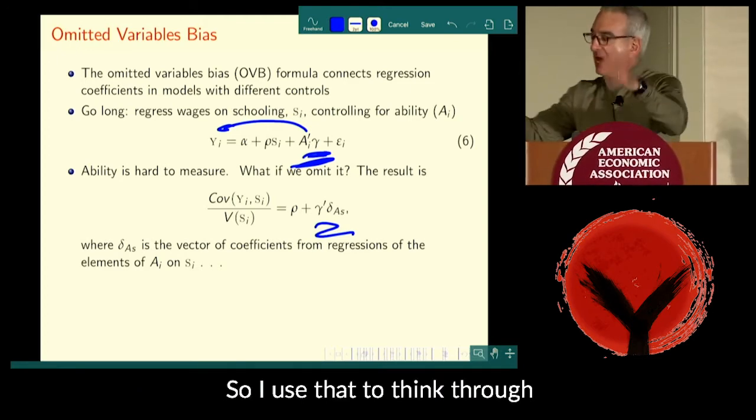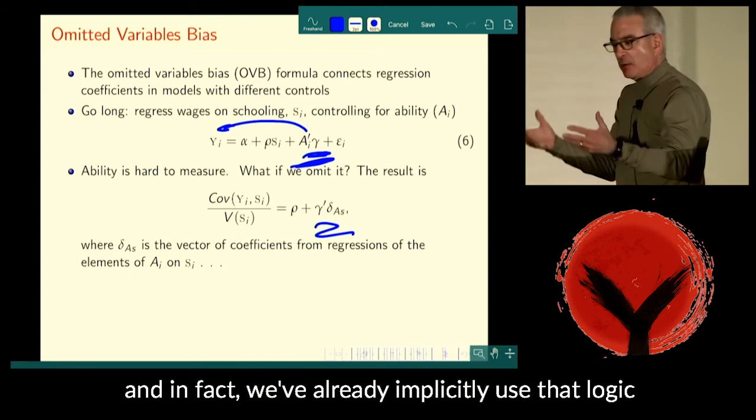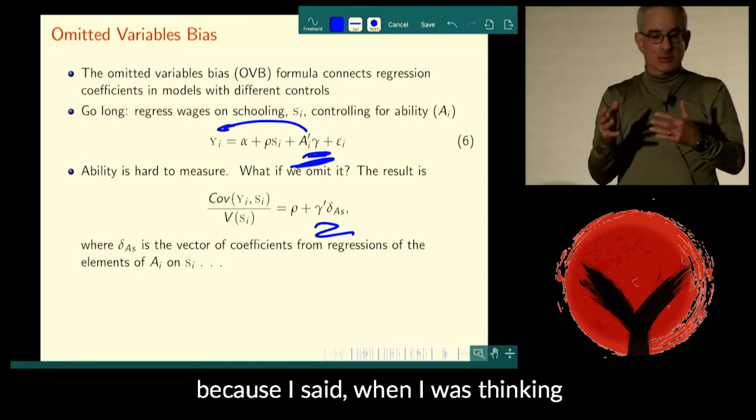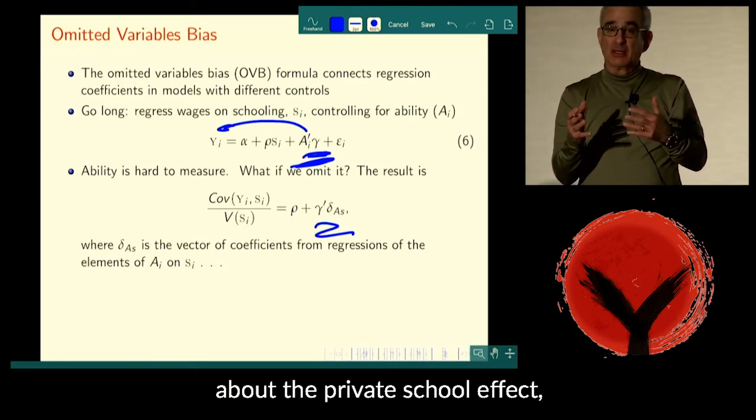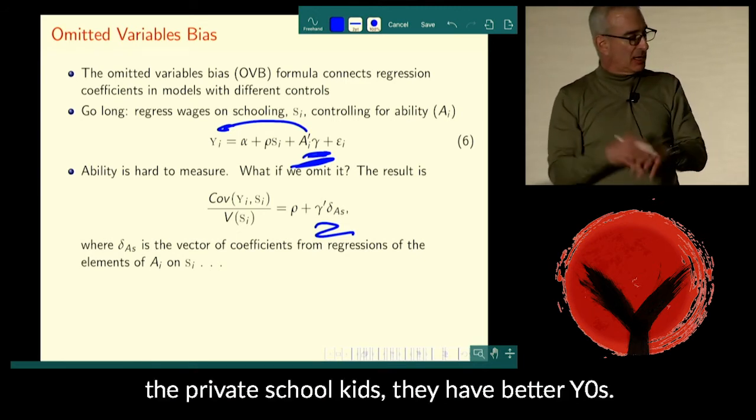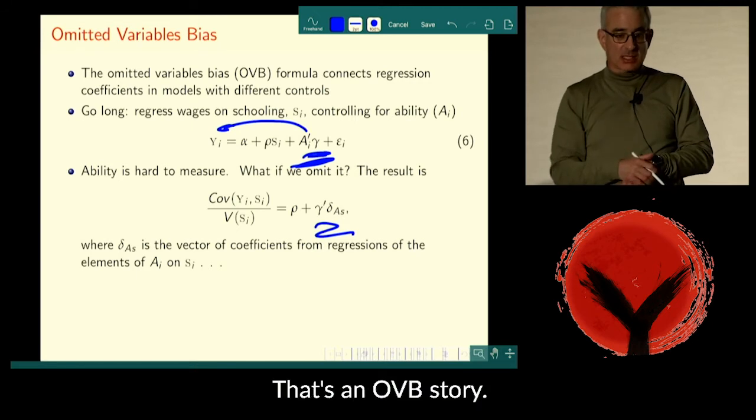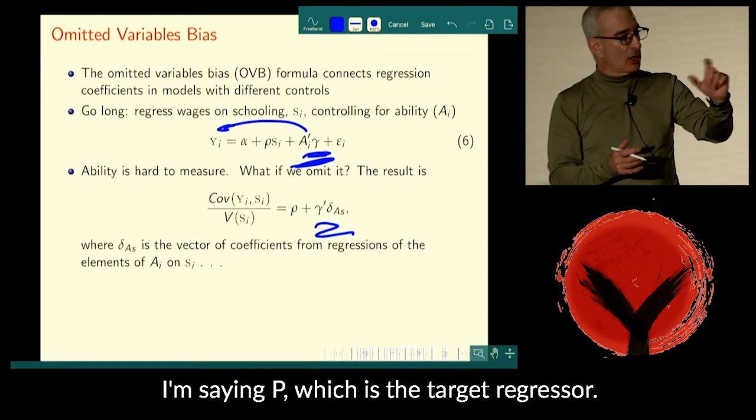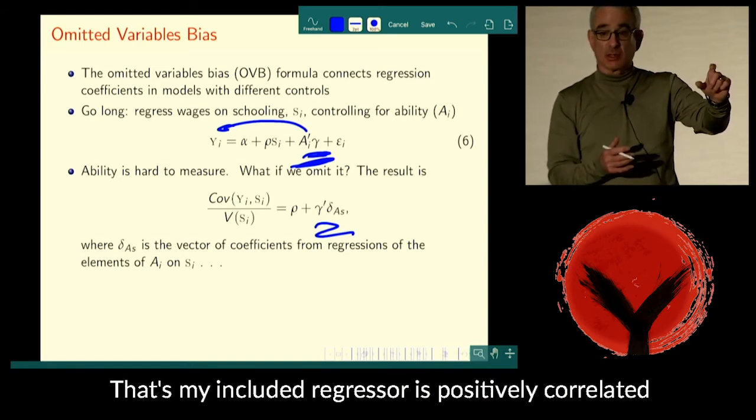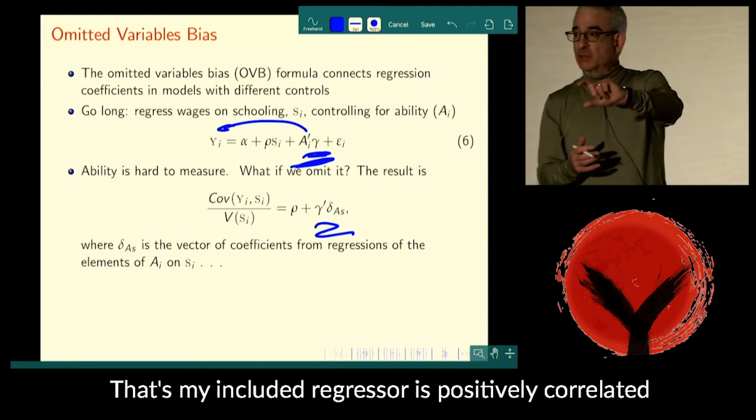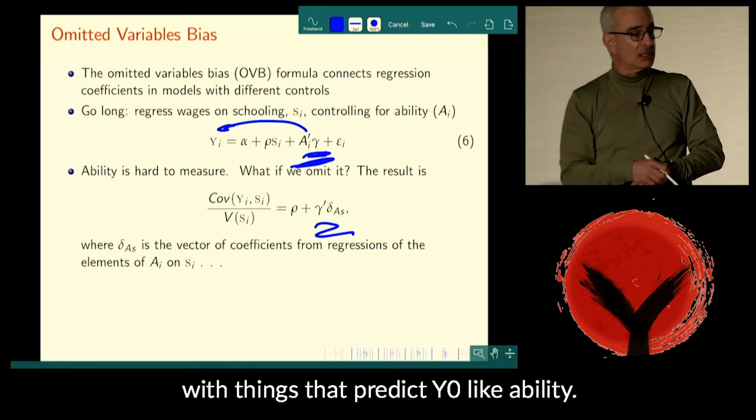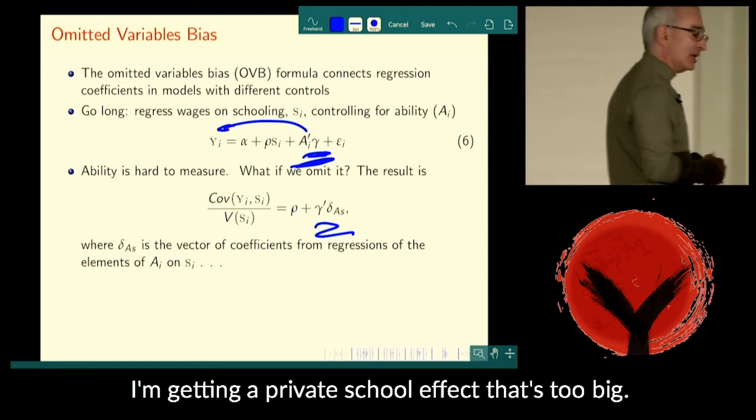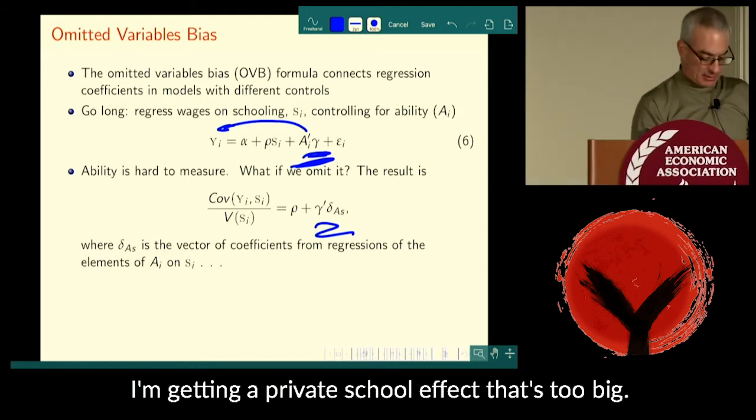So I use that to think through, and in fact, we've already implicitly used that logic because when I was thinking about the private school effect, the private school kids, they have better Y0s. That's an OVB story. I'm saying P, which is the target regressor, my included regressor, is positively correlated with things that predict Y0 like ability. And therefore, when I don't control for those things, I'm getting a private school effect that's too big.